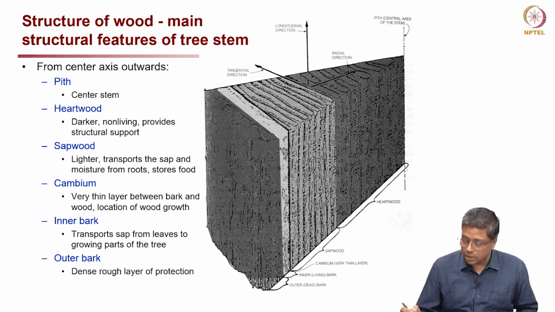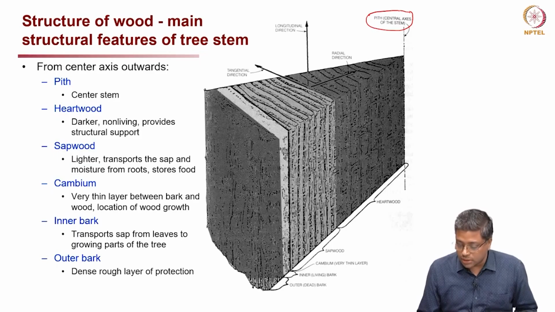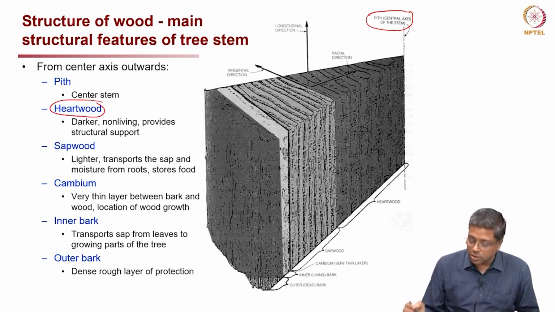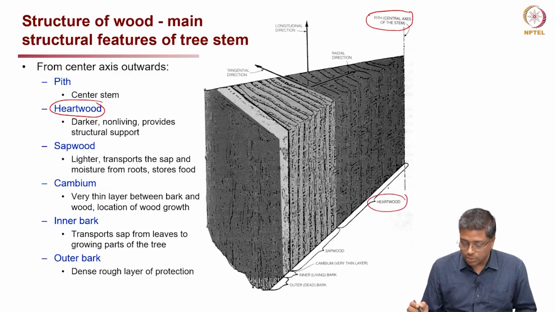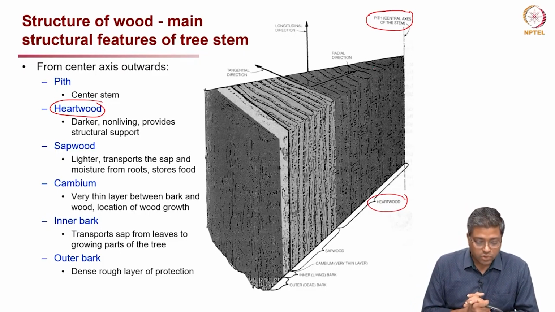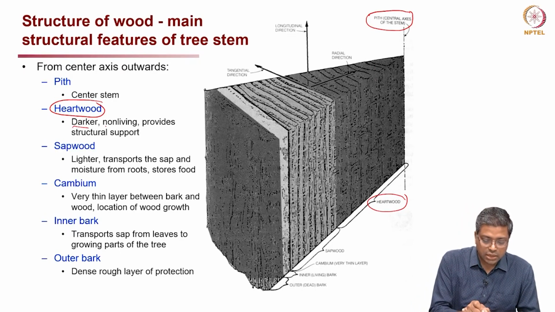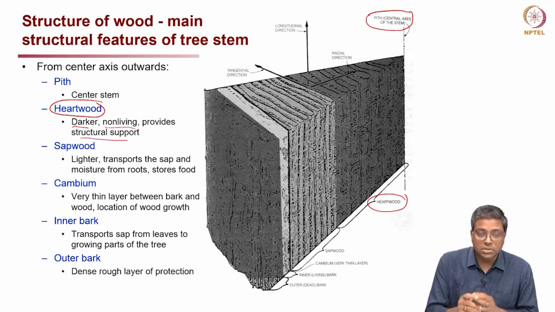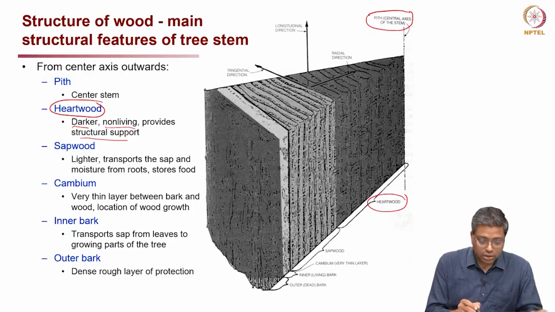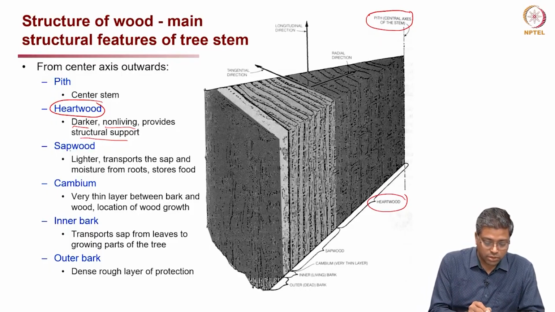You can see here, the first one is the central axis of the stem. We call it pith, and then you have something called heartwood, that is here. I am just connecting the image and the text. So heartwood is the core of the wood. It is darker and we say it is non-living and it provides structural support. It is not actively growing.